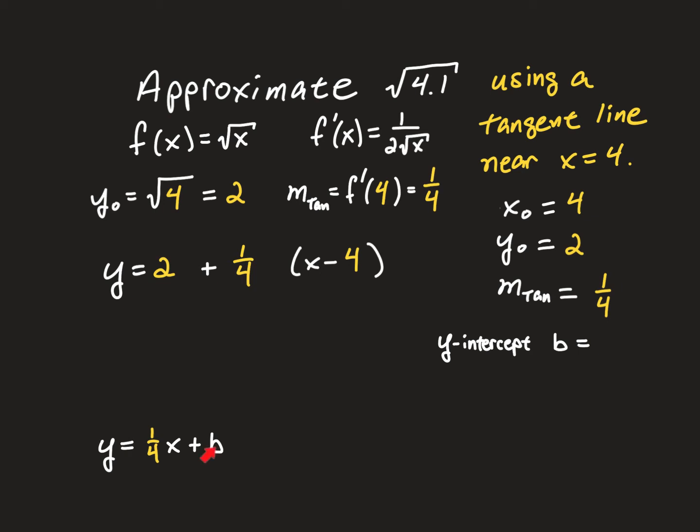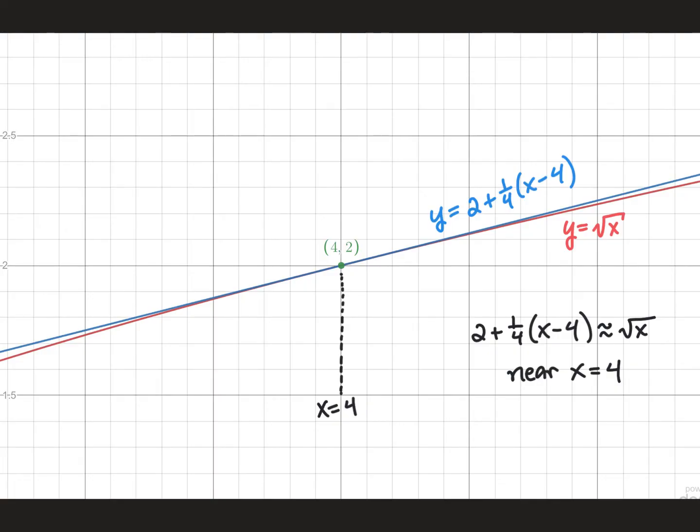Now keep in mind, this b here, this is the y-intercept. That's not this value here, 2, because remember that the y-intercept occurs when x is 0. And here, x is some general number. So here's what I'm saying. X equals 4 is our value where we have our point of tangency, 4, 2. Here's our square root of x curve. Now we have our tangent line. It's 2 plus 1/4 times the quantity x minus 4. So what I'm saying is that this equation of the line is an approximation to the square root of x near x equals 4.